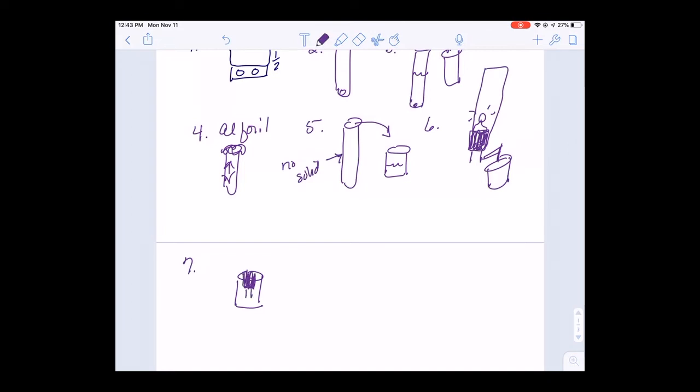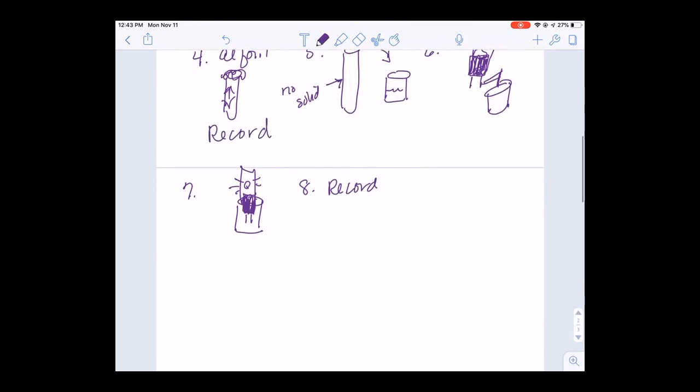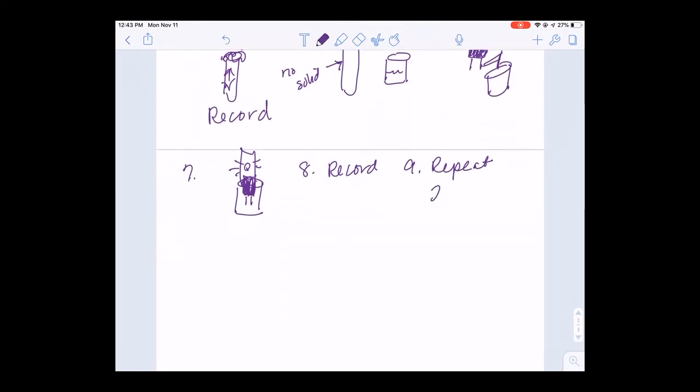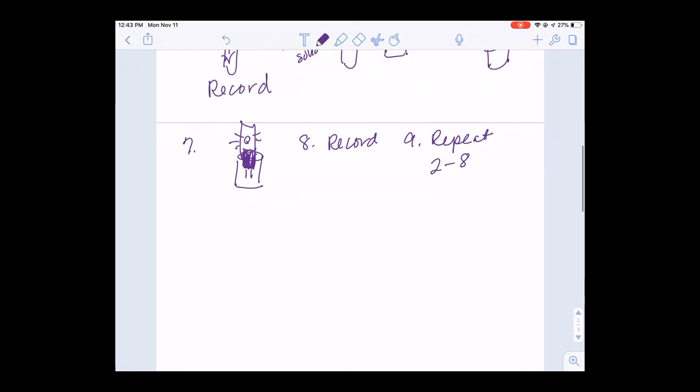Put it into your 50 milliliter beaker, and you're going to look for the light to light up. And you'll record. And I suppose we should have had a record here at step 4. And then step 9, you'll repeat 2 through 8 for all your samples. Okay?